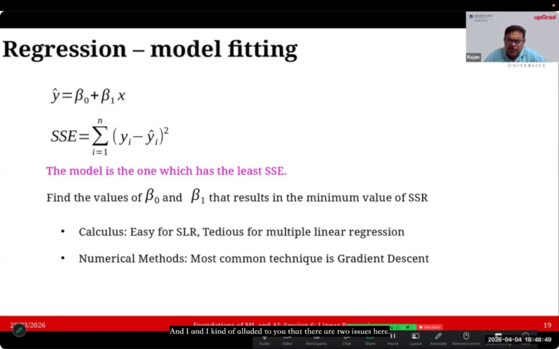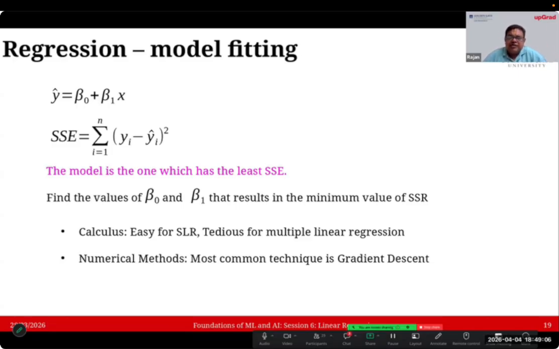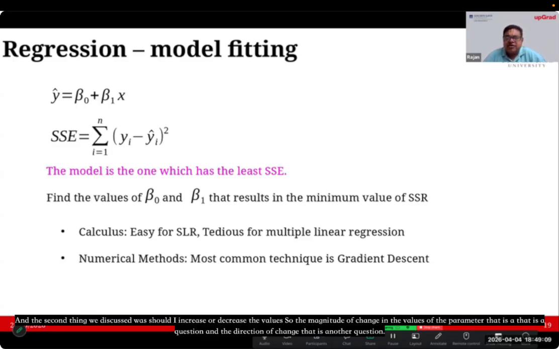I alluded to you that there are two issues here. One issue is the step size or the learning rate. You know, this idea we came up with: how big should I change? How large should be the change? Or how small should be the change in the values of beta naught and beta 1, or the parameter values. And the second thing we discussed was, should I increase or decrease the values?